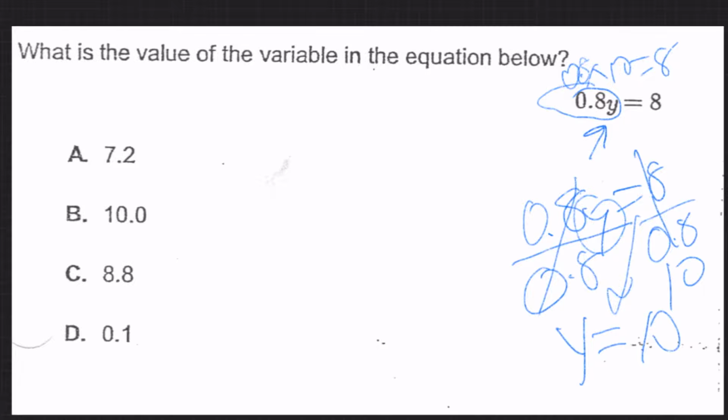So let's look over to our left side where we have all our options. Which of these options, A, B, C, or D, is the same as saying 10? Well, right here, letter B, 10.0, that's what we're looking for. So this answer boils down to 0.8 times 10 equals 8.